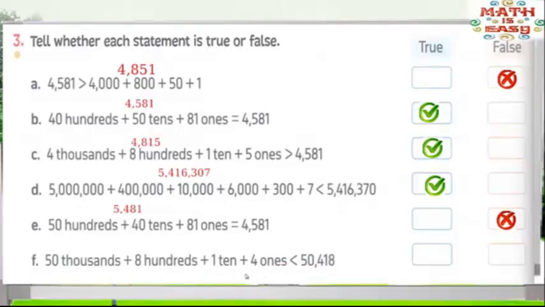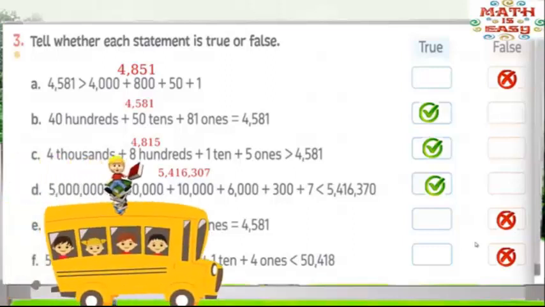I said you should write the number in standard form before comparing. If you write the number in standard form, we have 50,814. We have 8 in the hundreds place, and in the second number we have 4. That means the first number is more than, not less than, the second number. This statement is not right. You should write here false. We will complete exercise 4 in the next video.